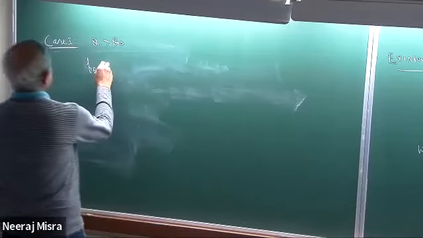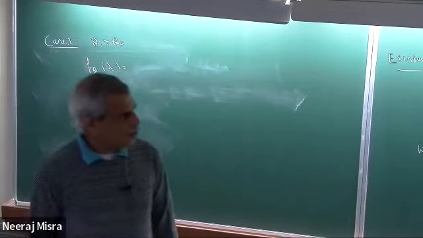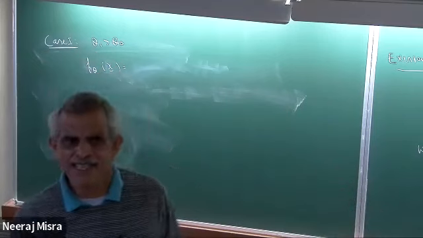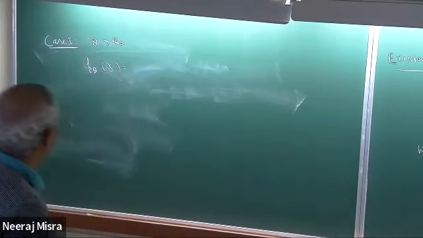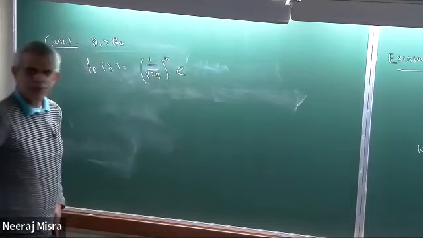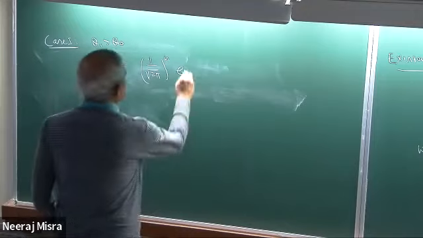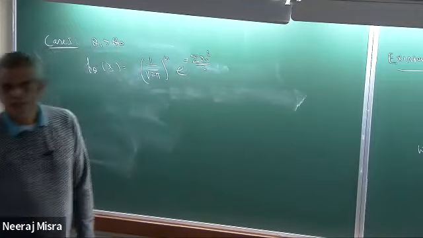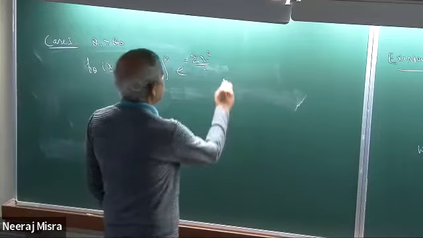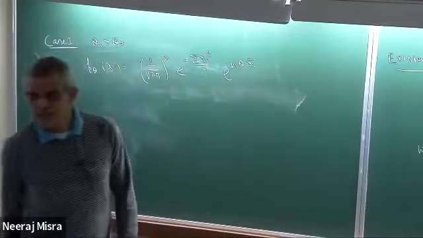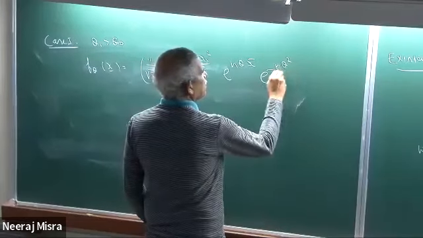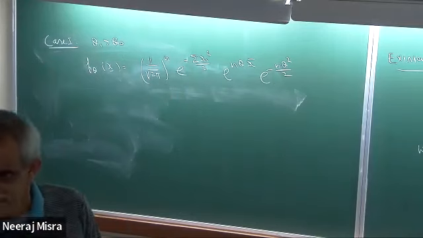Joint density of x1, x2, ..., xn. Normal theta 1, so it can be written as 1 by root 2 pi to power n. There's nothing very special about 1. You can take any known quantity sigma naught greater than 0 still. So 1 by root 2 pi to power n, e to power minus summation xi square by 2, then e to power n theta x bar, then e to power minus n theta square by 2. Is that okay? This is for the f theta x.